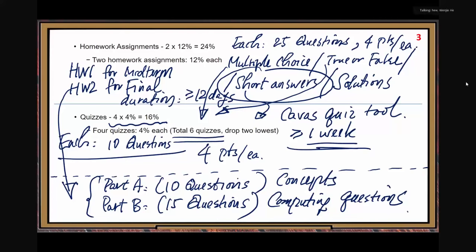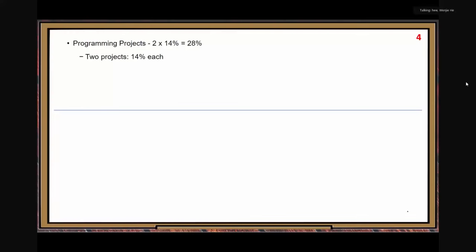All right. Next, two programming projects. Each one 14%. Total 28% programming. For the programming assignment, you can use 3 languages. The first one is Java. Second one is Python. Third one is C++. These are to solve some computation questions and to compare algorithms. Basically, you need to implement some slow algorithms and a fast algorithm. Then you compare how big the difference is.